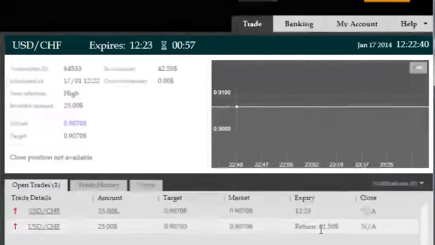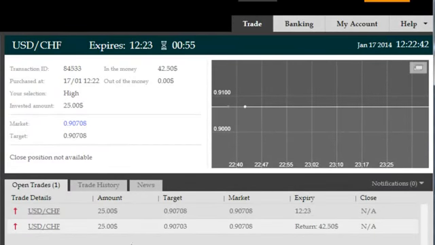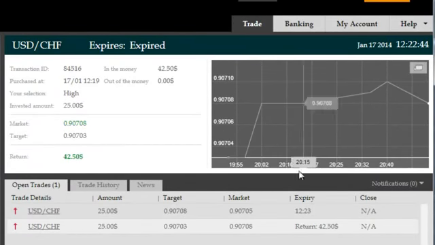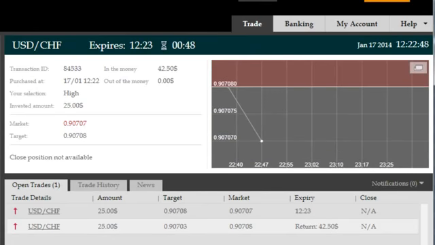That first option expired, as you saw, with 42.50. We won that trade. It expired in our favor, in the money, and we got a $42.5 return on it. We're now in a second trade. Don't worry about it fluctuating around. That's what pairs do on 60-second time frames.